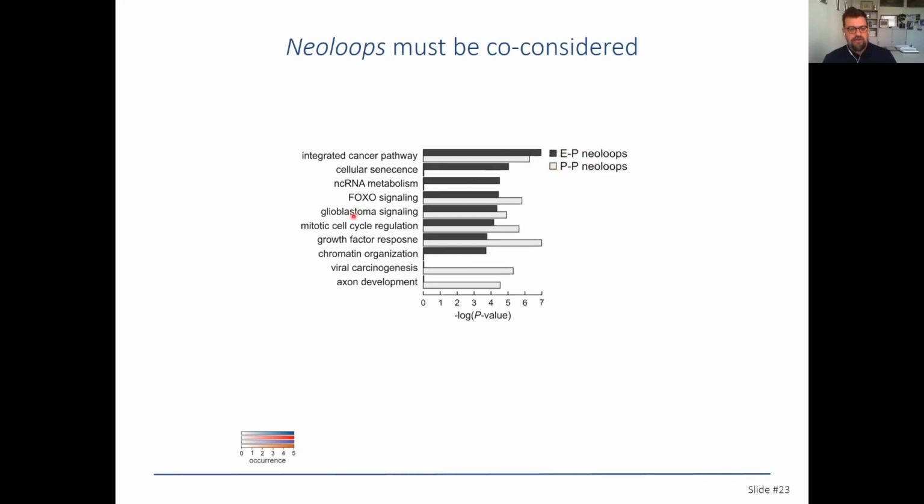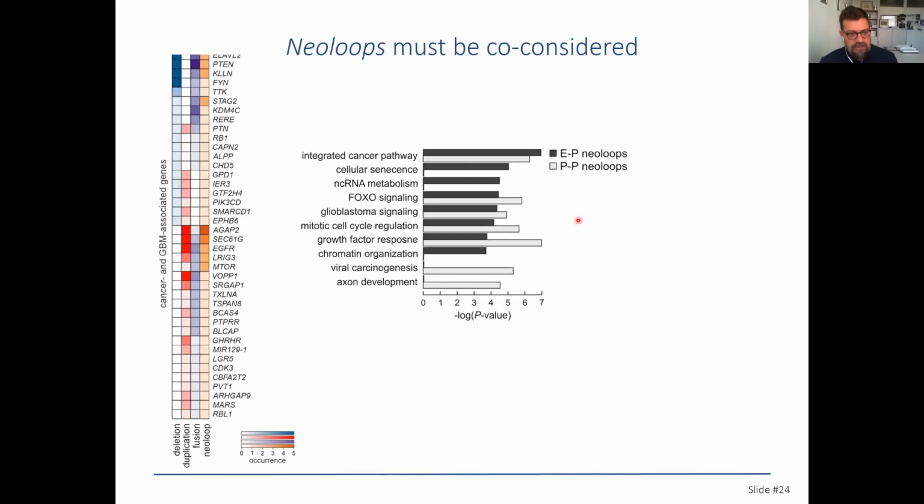And you can clearly see, for example, that genes relevant for glioblastoma signaling are significantly enriched in this particular category. And what I'm trying to get to is that neoloops should be co-considered when we're trying to understand the biology of these tumors. And I'll give you two very obvious examples.